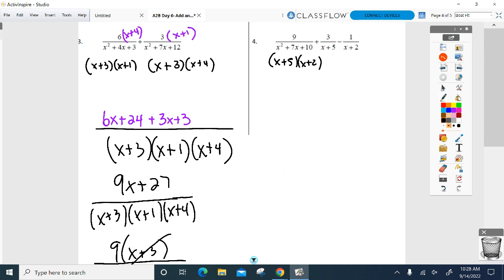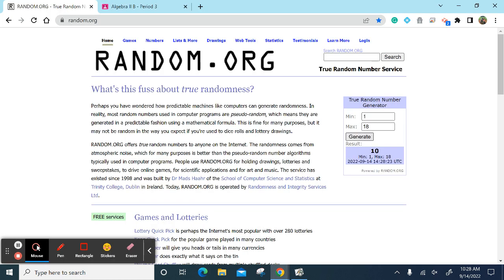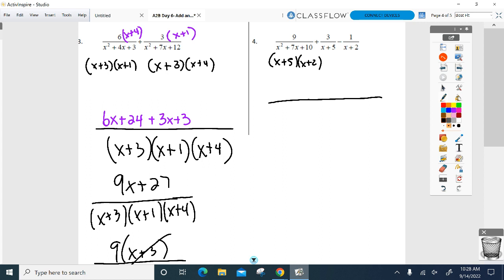All right, here's really if there's any surprises right now. Tell me something that's in common. Tell me something they share here. The x plus 5 and the x plus 2. Okay, that might be the surprise. They share two things. Wow, it happens. They share an x plus 5 and they share an x plus 2.